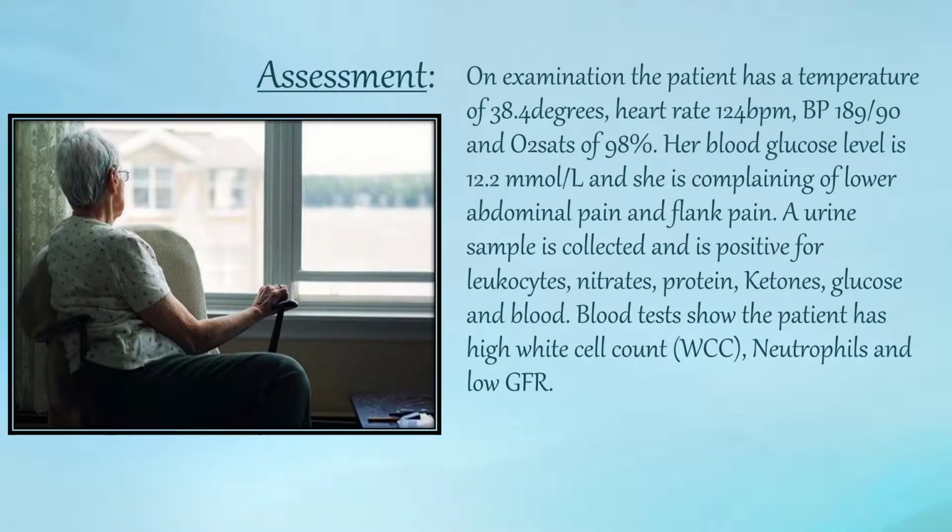On examination, Mrs. Davis has a temperature of 38.4 degrees, heart rate of 124 beats per minute, respiratory rate of 24, blood pressure of 189/90, and oxygen saturations of 98%. Her blood glucose level is 12.2 millimoles per litre, and she has been complaining of lower abdominal and flank pain. A urine sample is collected and is positive for leukocytes, nitrates, protein, ketones, glucose, and blood. Blood tests show that the patient has a high white cell count and neutrophils, as well as a low glomerular filtration rate, or GFR.